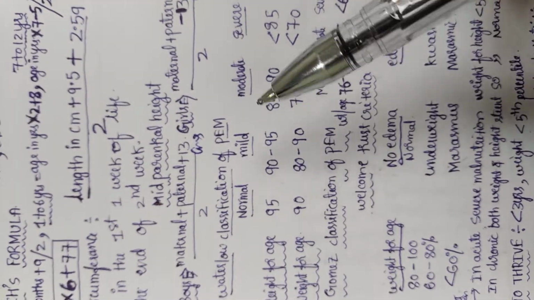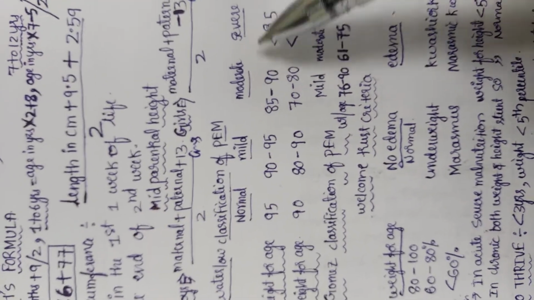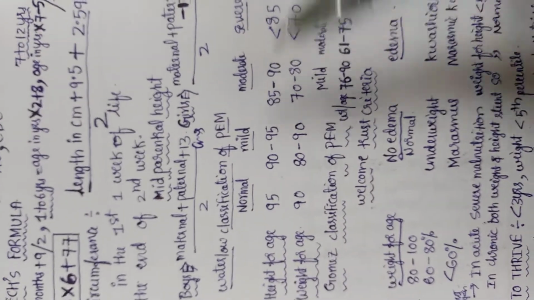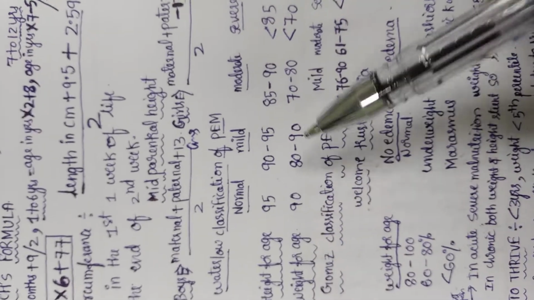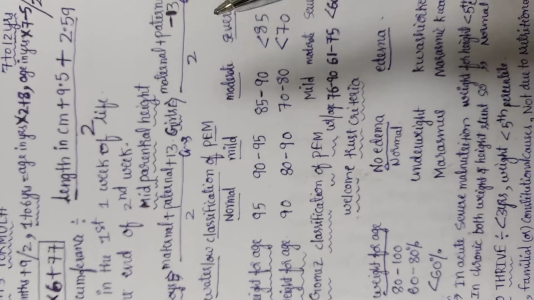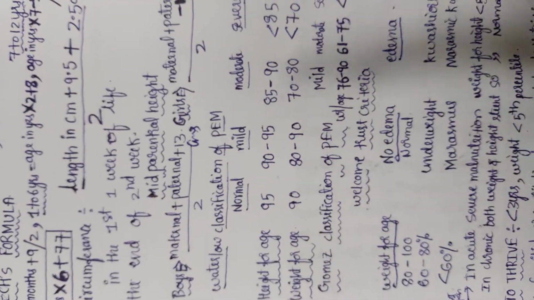Normal is above 95, then 90 to 95, 85 to 90, and severe is less than 85 according to height for age in Waterloo. So in height for age there is a 5 difference, whereas in weight for age there is a 10 difference: 90, 80 to 90, 70 to 80, and severe is less than 70. So in Waterloo classification for weight for age, severe malnutrition is less than 70.